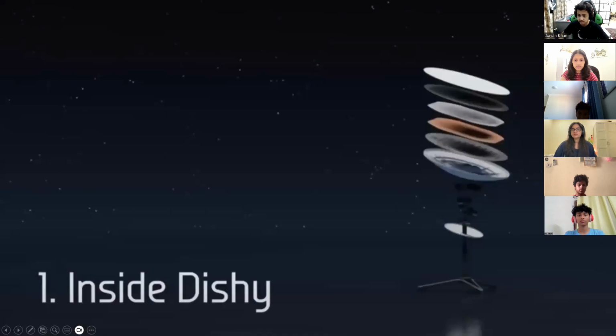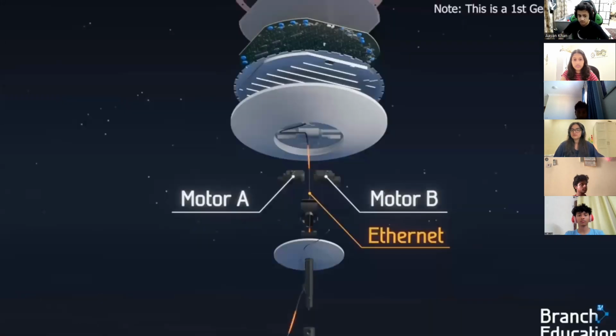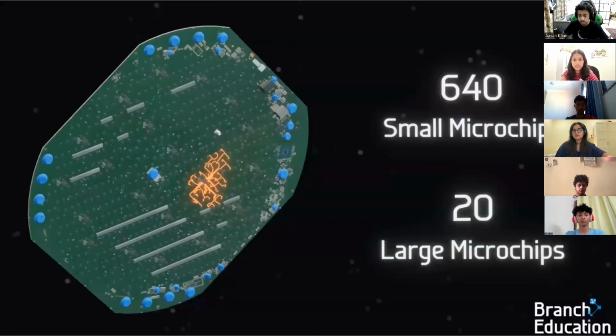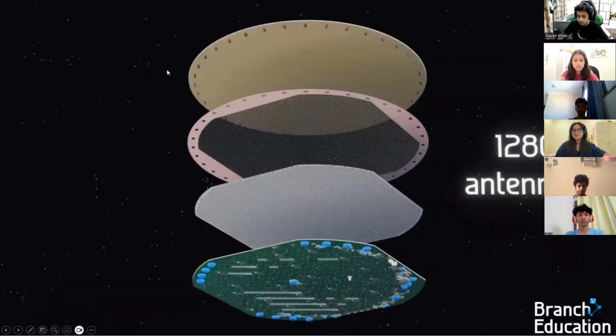So let us see what's inside Dishy. The insides of Dishy contain two motors which are only used in the initial setup to get the dish pointing in a generally proper direction. They are not used to angle the data to the satellite. This is the PCB, or the printed circuit board. It contains 20 large microchips and 640 small microchips, the main CPU and the GPS module. The other side of the PCB contains copper. Overall, the dish contains 1,280 antennas arranged in a hexagonal pattern.